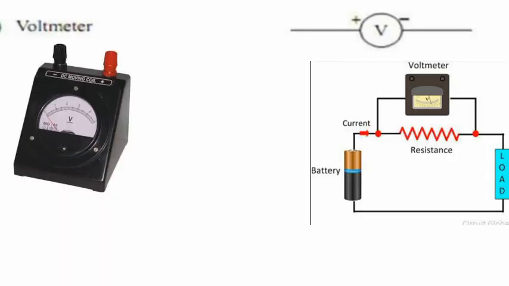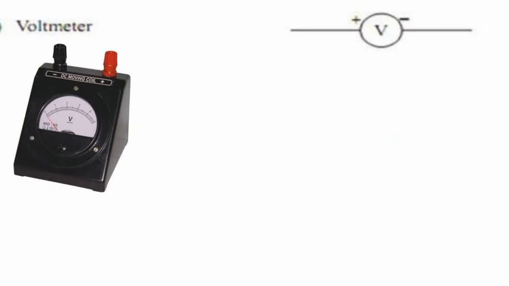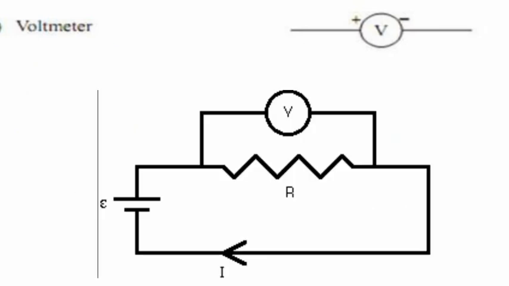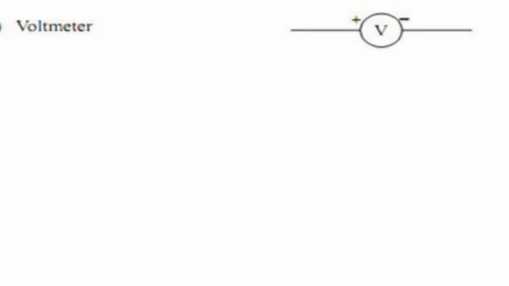The voltmeter should be connected in parallel to those particular points. Between any two points where we have to measure the potential difference, the voltmeter should be connected parallel to that particular region. That is a voltmeter. The next one is an ammeter.